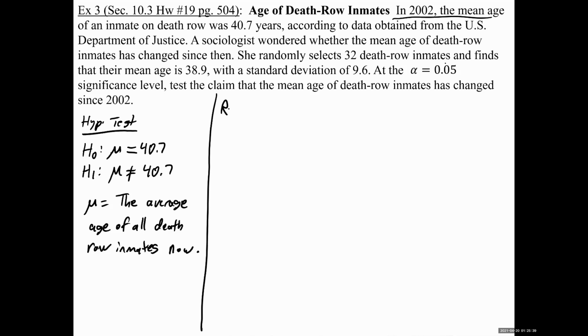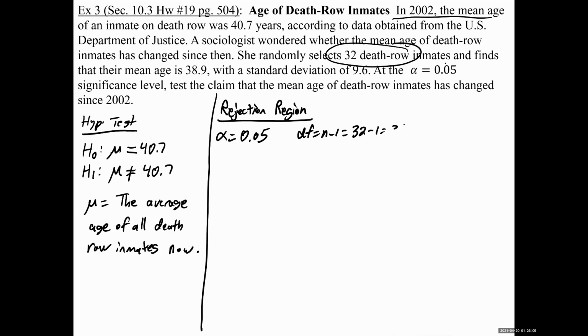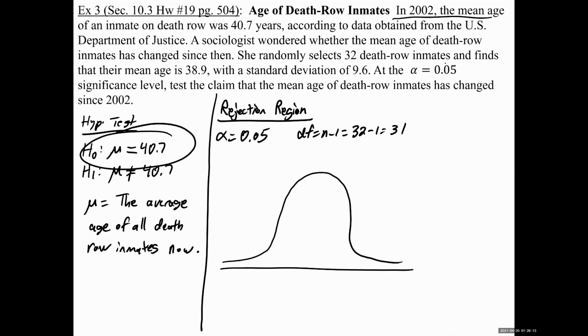Okay, next part, rejection region. For the rejection region, you got to write down what alpha is, which in this problem is 0.05. And the degrees of freedom, which is n minus 1. In this problem, it said they selected 32 death row inmates, so that's the sample size. So degrees of freedom is 32 minus 1, which is 31. And then you draw a picture. We're going to be drawing the t-distribution today because the king and peasant are fighting over an average. Whenever they fight over an average, it's t-distribution. 0 here. Label it t-distribution.